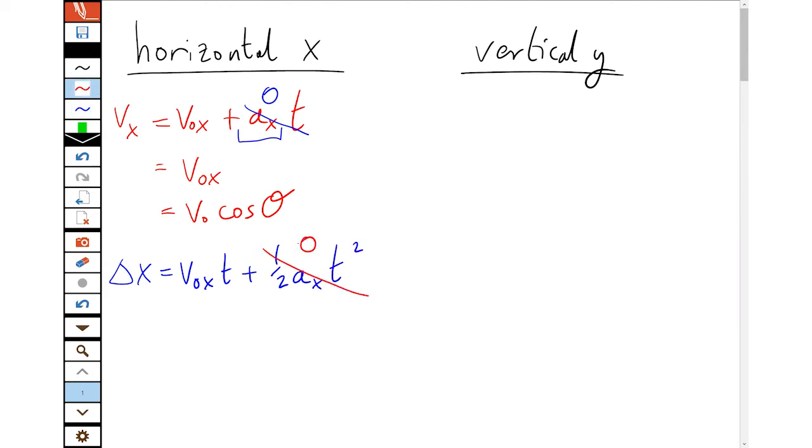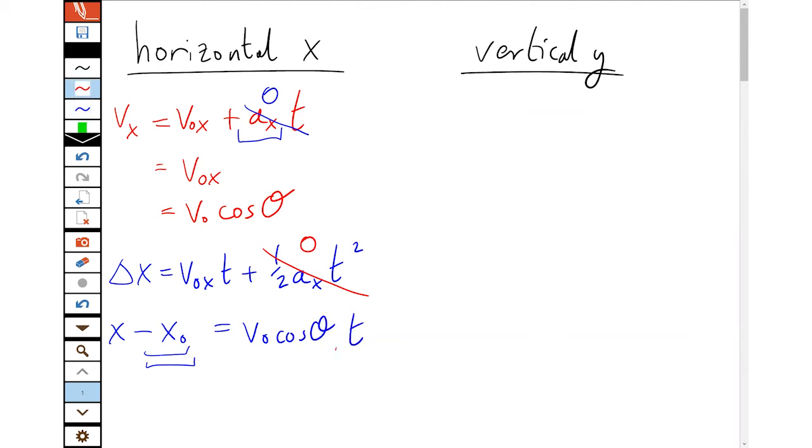Again, that acceleration is 0, and we can plug in the new position minus the old position. Never forget to include that. Sometimes the object will be launched from 10 meters, and you don't want to get your answer wrong. It is equal to the horizontal launch velocity times time.